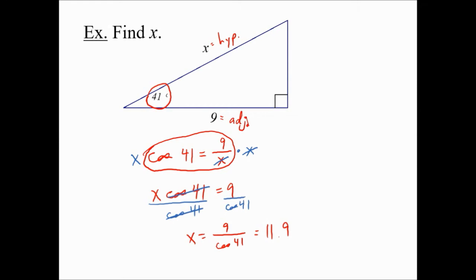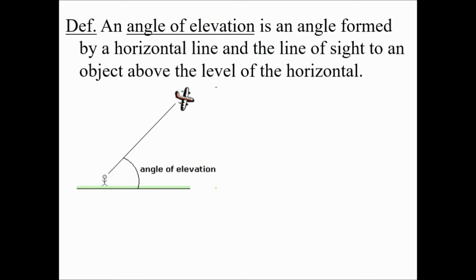All right, one more thing that we need to talk about when it comes to solving triangles is angle of elevation and something else also. An angle of elevation is an angle formed by a horizontal line and the line of sight to an object above the level of the horizontal. So this is the angle of elevation. So basically it's the angle between looking straight ahead and looking up at the airplane.